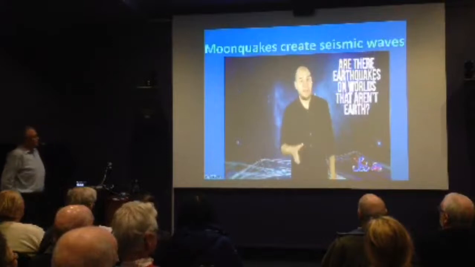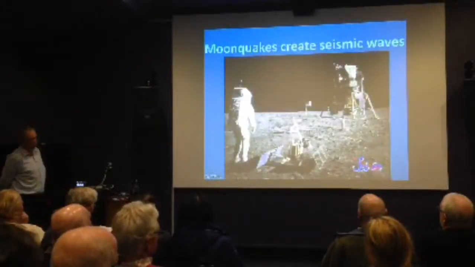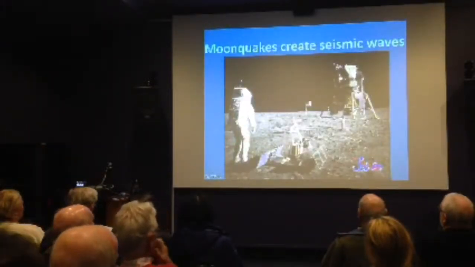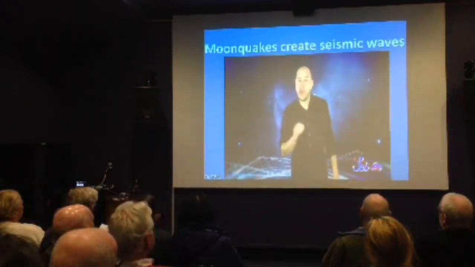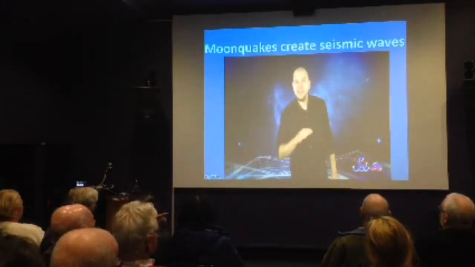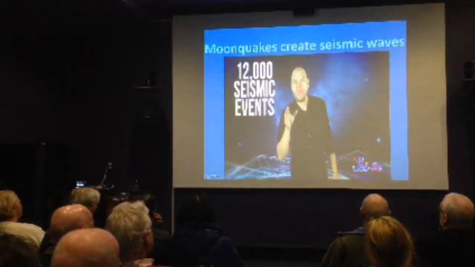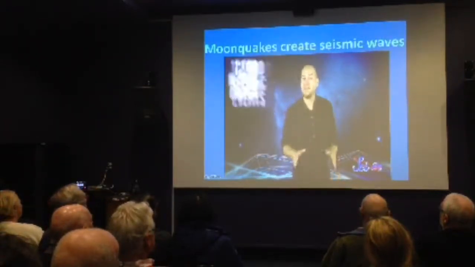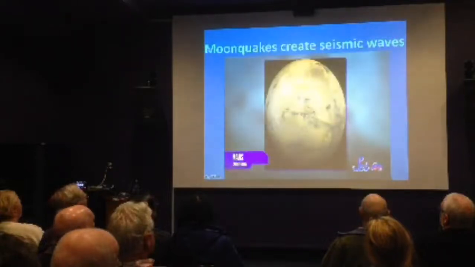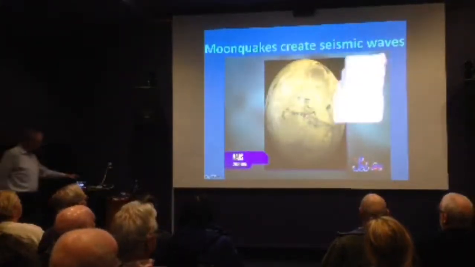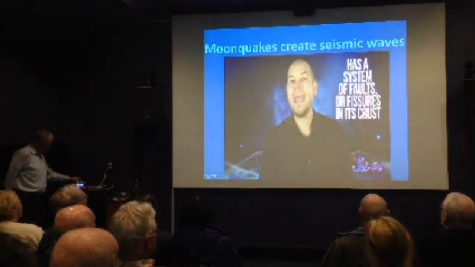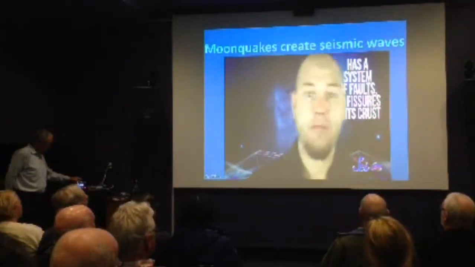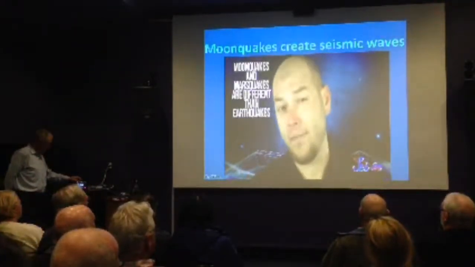Well, in the 1970s, Apollo astronauts placed seismometers on the moon to see what it was up to. And until the last of them was switched off in 1977, these instruments recorded more than 12,000 seismic events of varying degrees, including one quake with a magnitude of 5.5. And Mars, meanwhile, has been found to have a system of faults or fissures in the crust, and possibly volcanic activity. But moonquakes and Marsquakes are different than earthquakes.